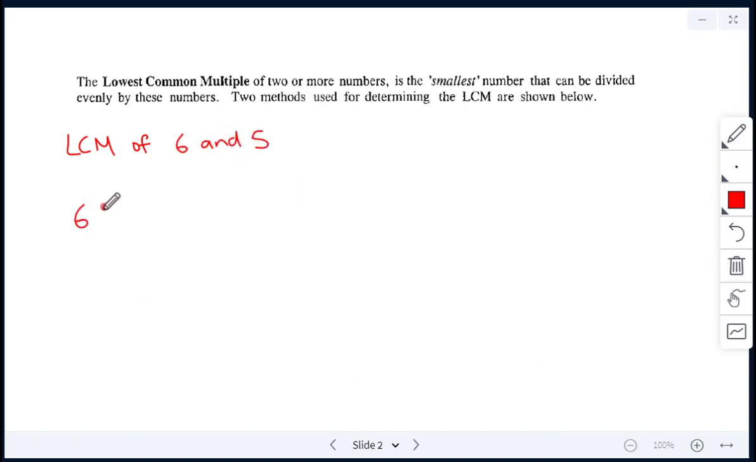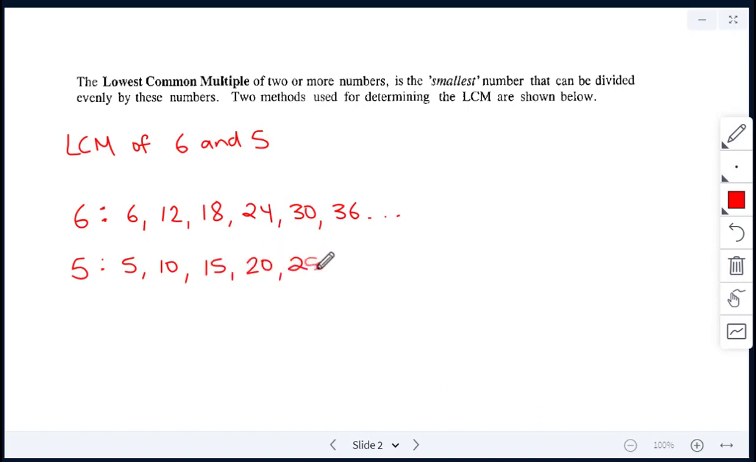So you would list out your multiples of 6. So 6 times 1 is 6, 6 times 2 is 12, 6 times 3 is 18, 6 times 4 is 24, 6 times 5 is 30, 6 times 6 is 36, and then that would continue. And then you would do the same thing for 5. 5 times 1 is 5, 5 times 2 is 10, 5 times 3, and so on, until you find a common multiple. All right, so in this case, the common multiple is 30.